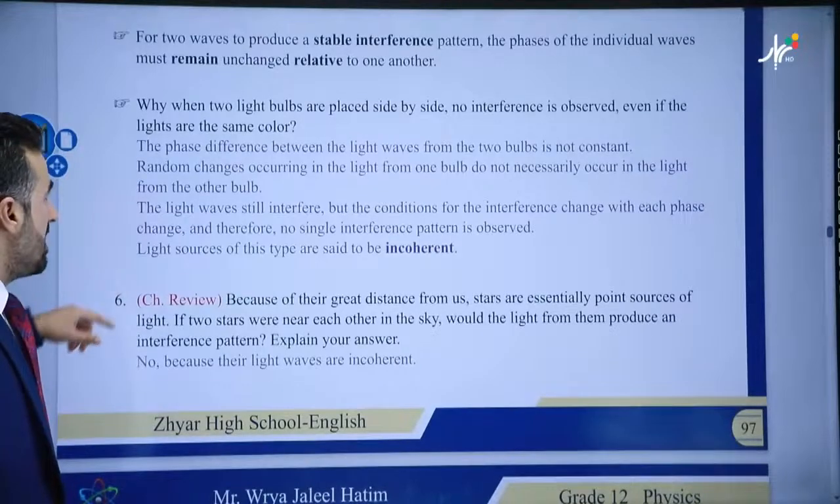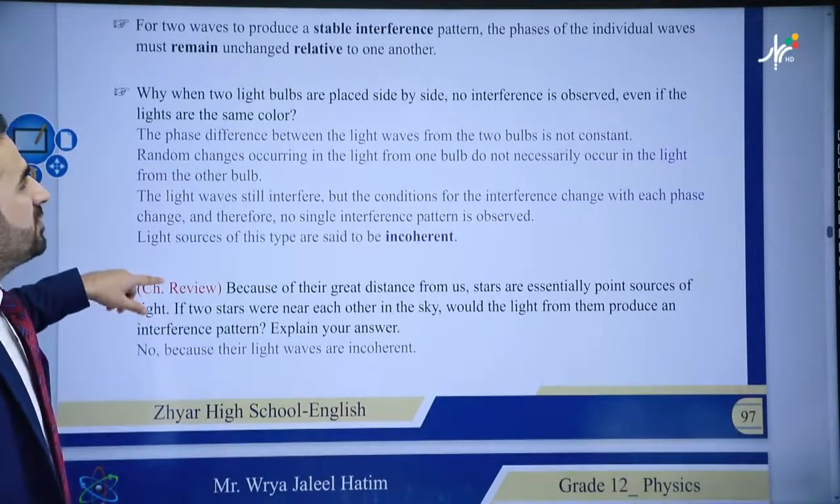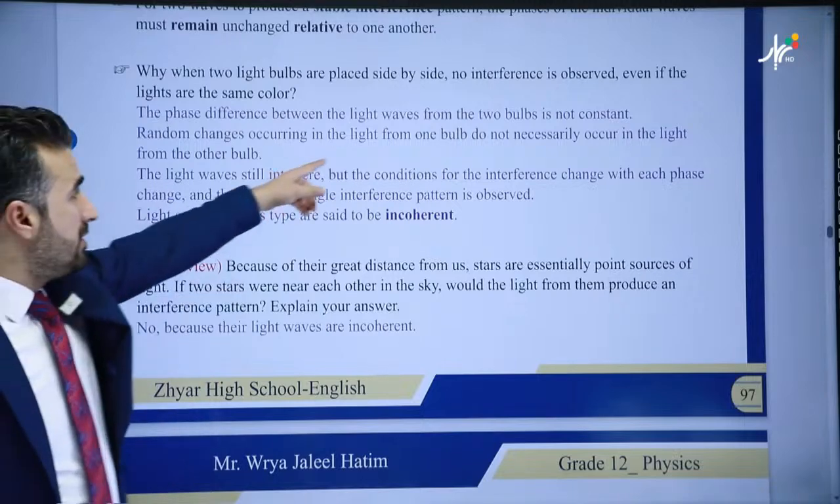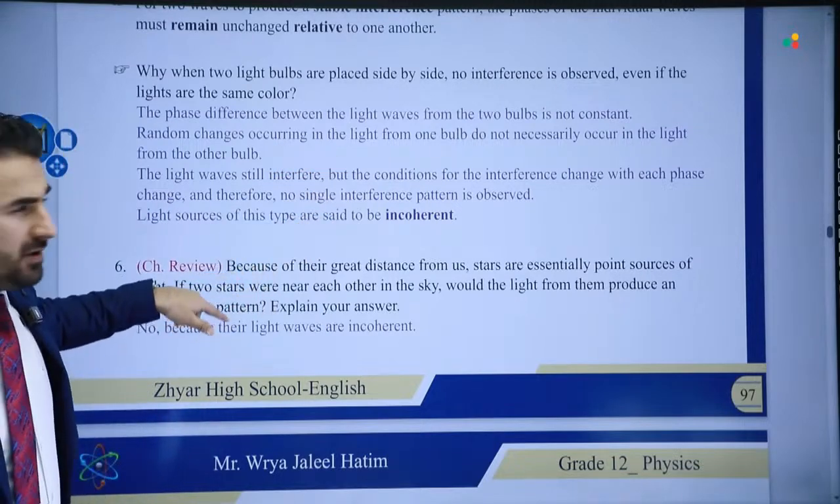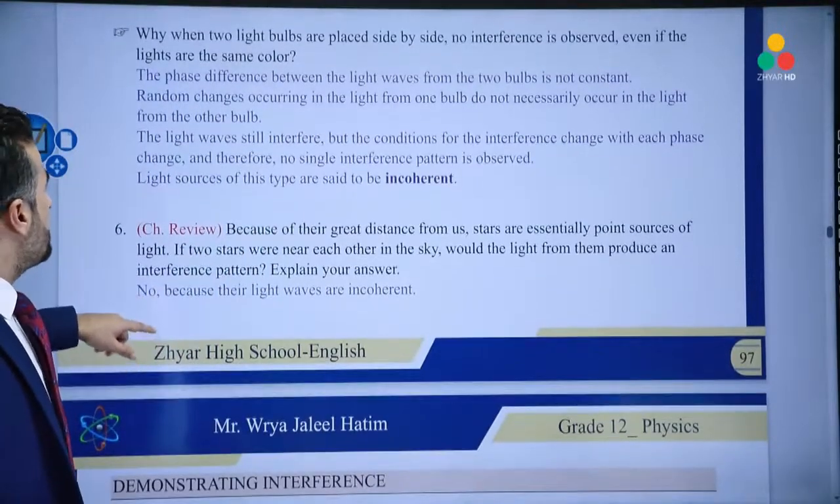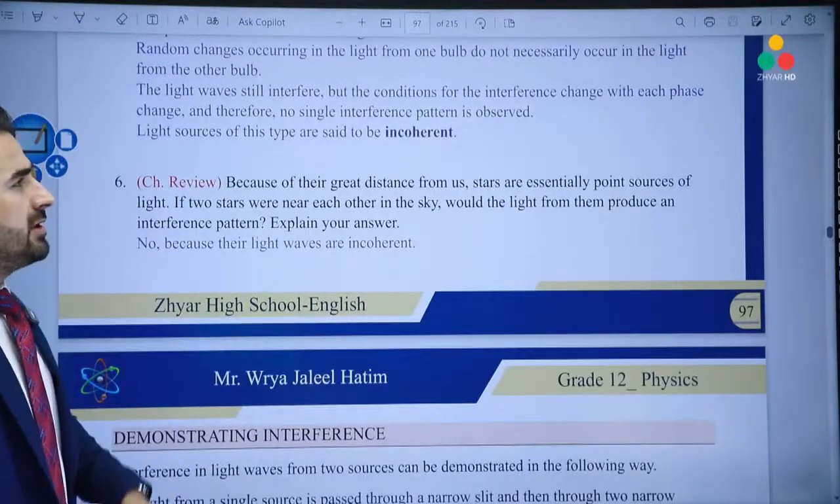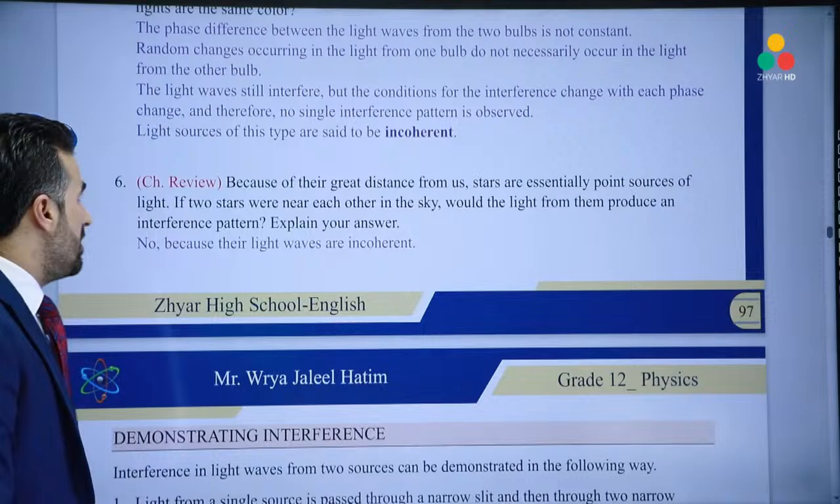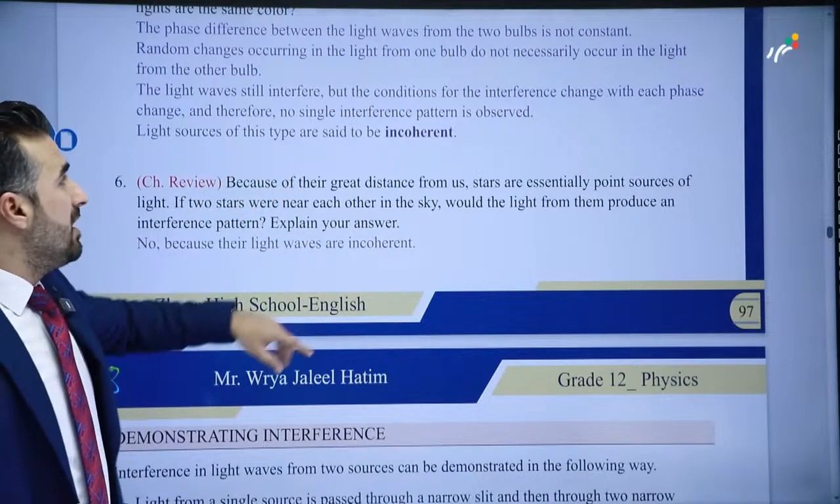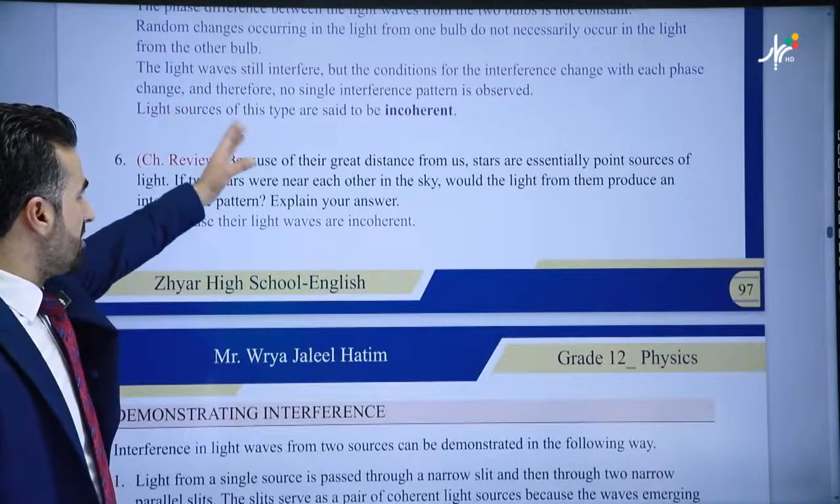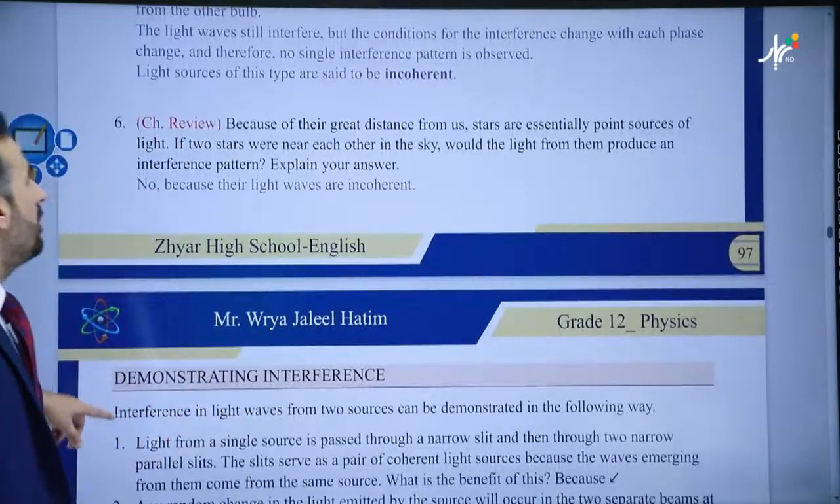the same phase difference. So the phase difference between the light waves from one bulb is not constant. Random changes occurring to the light from one bulb do not necessarily happen to the other light bulb, yeah? So the light waves still interfere, but the condition for interference changes with each phase change, and therefore no single interference pattern is observed. So light sources of this type are called incoherent.